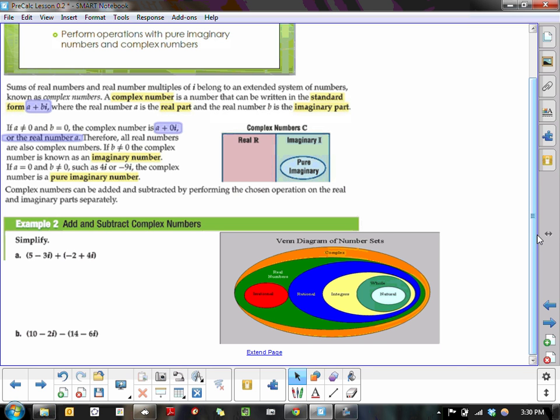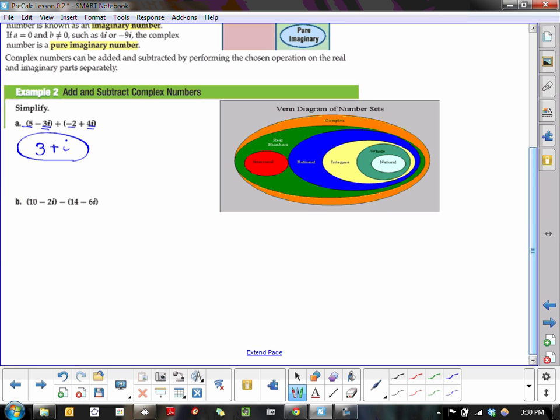If I look at this example, what we want to do is find the real parts, the real part in this and the real part in that. That's a 5 plus a negative 2, which is a 3. The imaginary parts are negative 3i and a positive 4i. Well, that would give us just one positive i left. So that's simply how we add complex numbers. There's really no big trick to it.